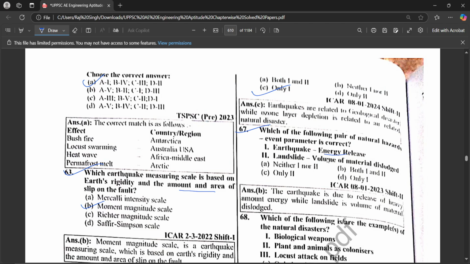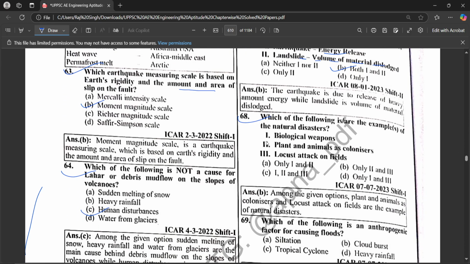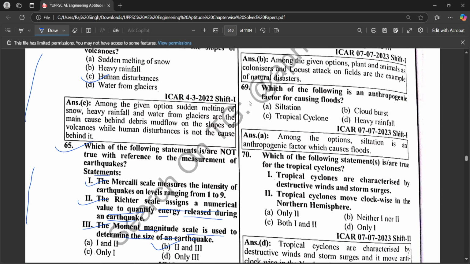Earthquake, energy release; landslide, volume of the material displaced. Both statements are correct. Which of the following is an example of natural disaster? Biological weapon, plants and animals, a locust attack on field. Hence only the second and third statements are correct. Which of the following is an anthropogenic factor causing flood, which is siltation?